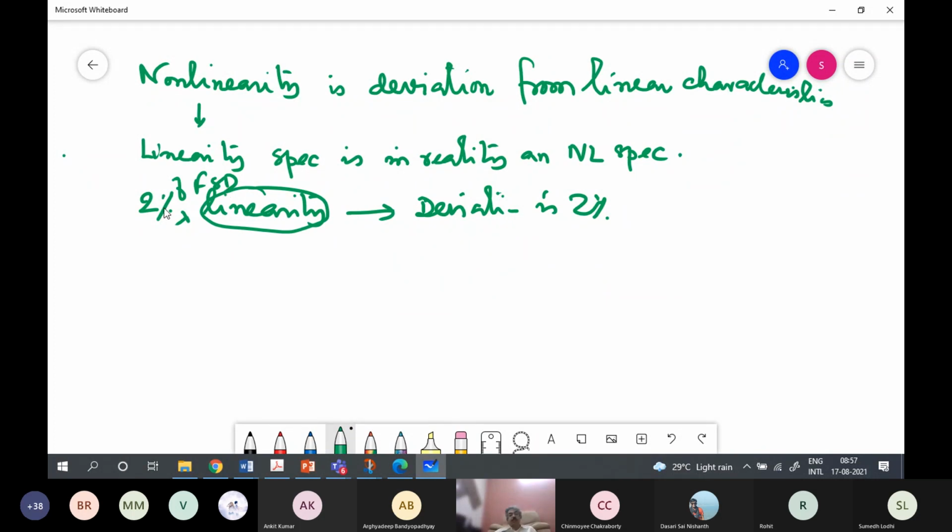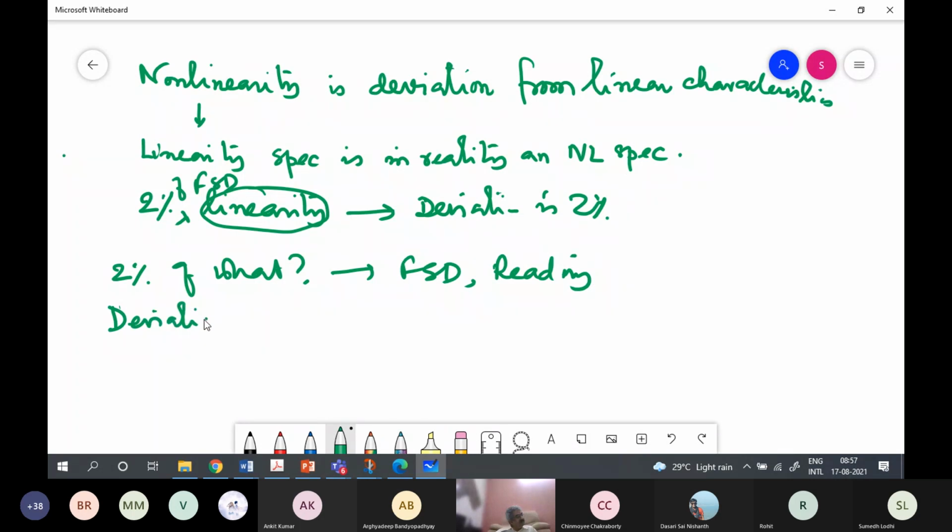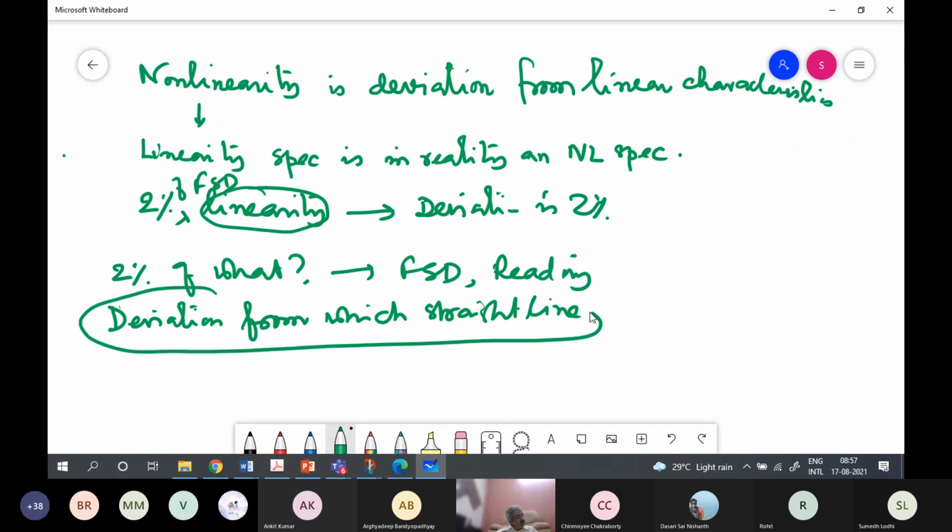Now there are 2 questions when you give these. One is 2% of what? We have just talked about it. It can be FSD or it can be reading. The next question is deviation from which line? From which straight line? This is the second question, which is very important.